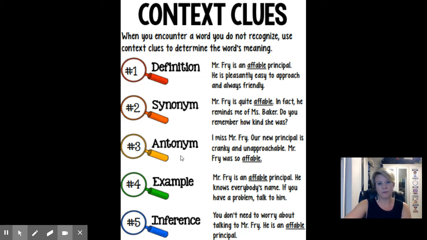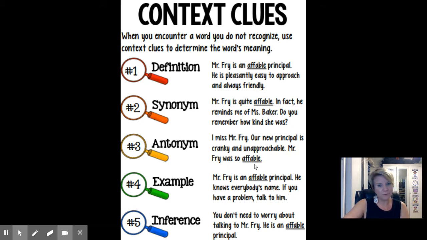Okay, another way would be an antonym. An antonym is an opposite. So in this example, I miss Mr. Fry. Our new principal is cranky and unapproachable. Mr. Fry was so affable.